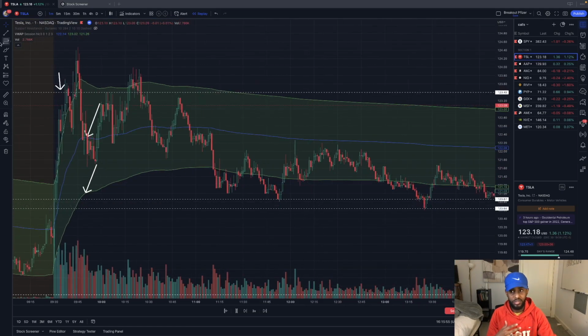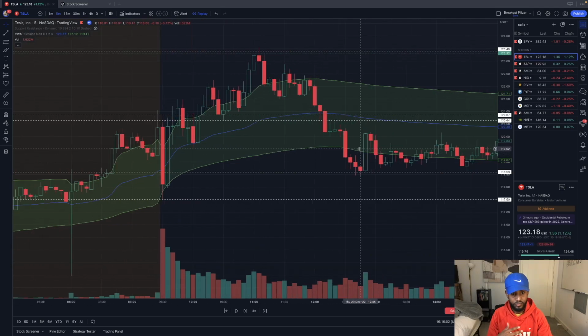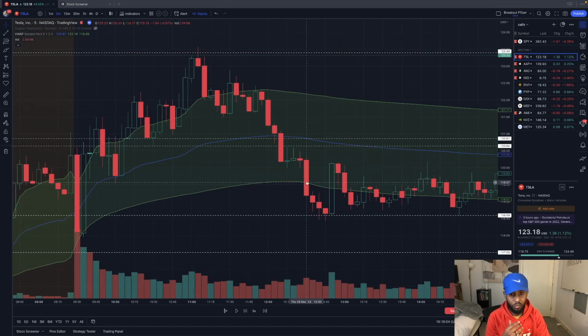What would my stop loss be? For me personally, I would take a stop loss if, just say I bought some calls here. For some dumb reason, I bought some calls here. If I have a 5-minute candle that closes below this VWAP, I'll sell.